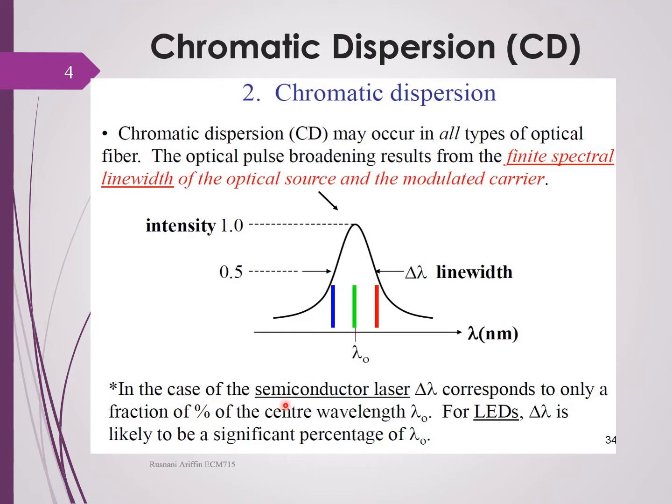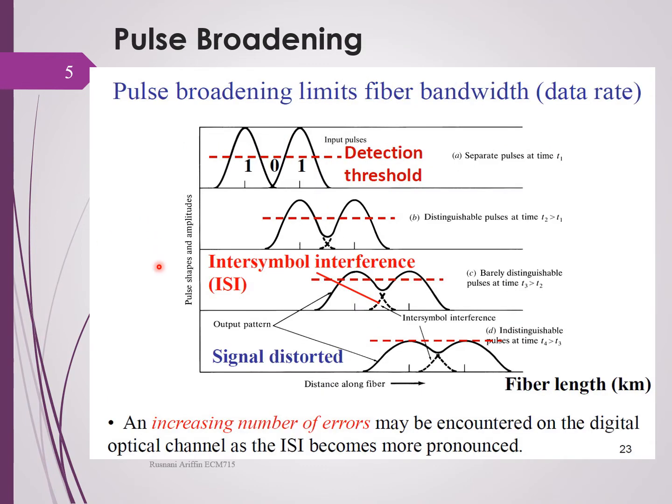For a semiconductor laser, the line width corresponds to only a small fraction percentage of the center wavelength lambda naught. But for an LED, the line width is likely to be a more significant percentage of lambda naught. Of course, for an LED the line width is wider, so we will have more chromatic dispersion compared to a semiconductor laser, because a semiconductor laser has a narrow line width.